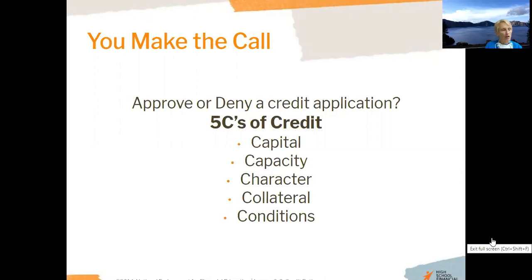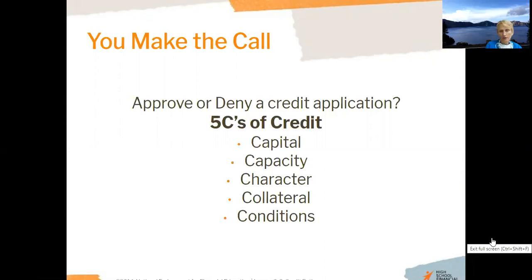Character, so that's like, are you paying things back? Are you paying things on time? And that could include things like your utility bills. So even if you haven't had a credit card, it could be utility bills. You're not overdrawing your checking account, those kinds of things.